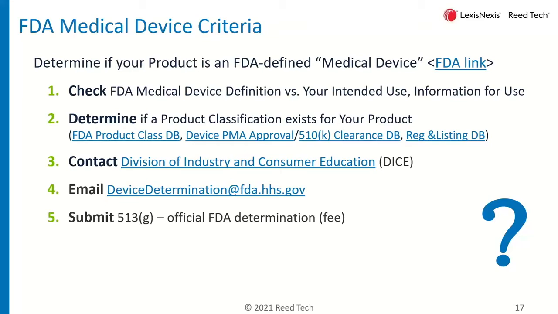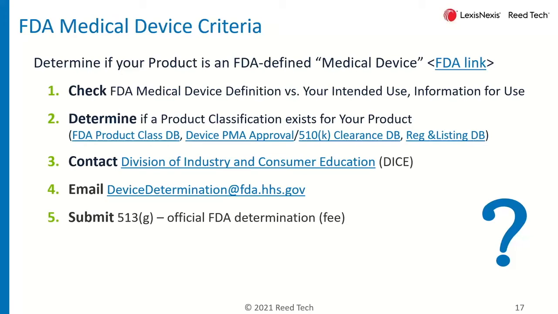And then there's some other resources that you can dive into. There's a product classification database. You can also email or contact the Division of Industry and Consumer Education, DICE, and get some information there. This email also is free. But now in step number 5, you crossed over from free resources to paid resources.